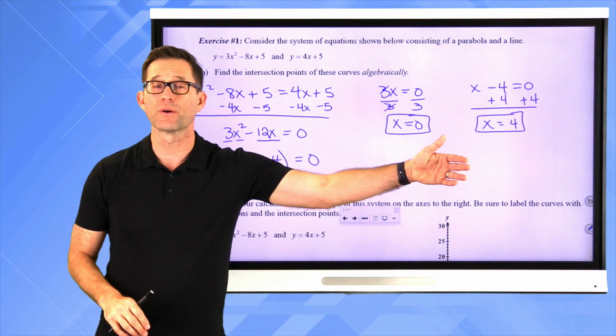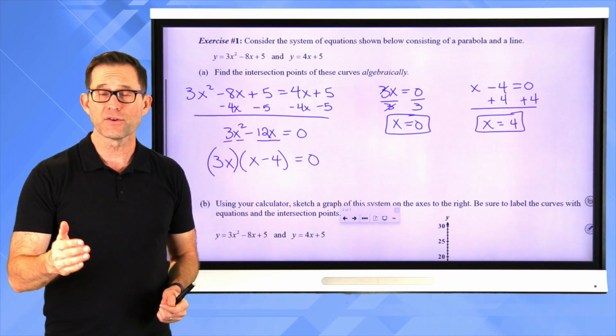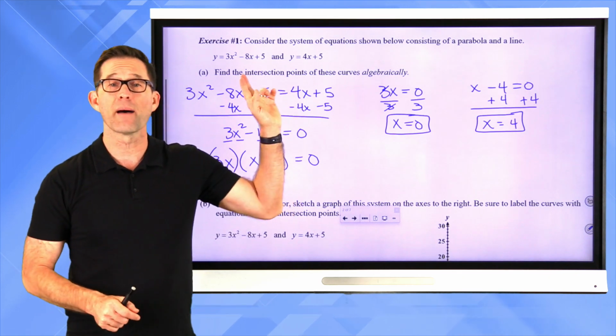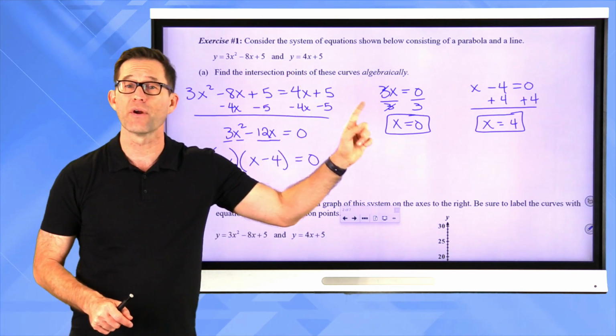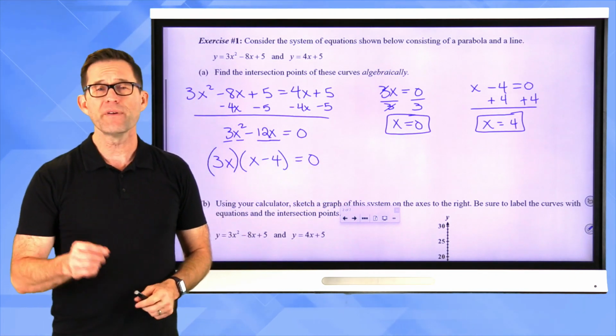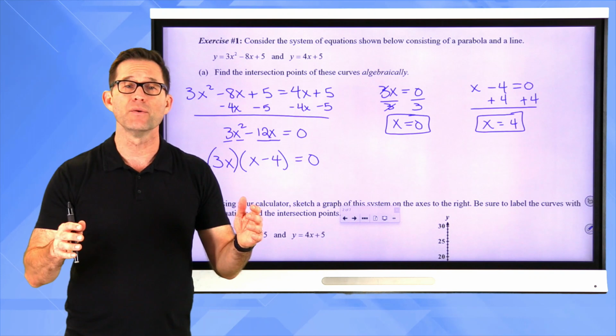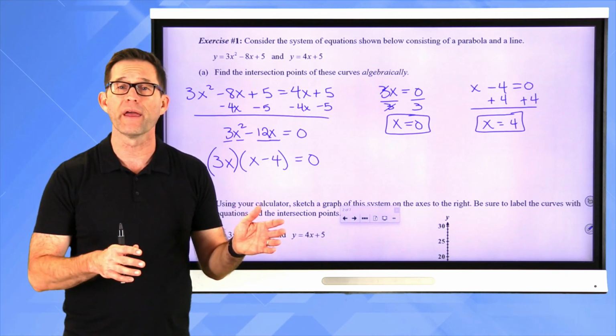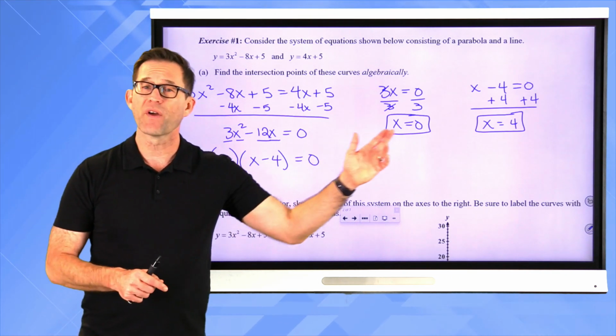We have x equals 0 and x equals 4. And what that algebra is telling us is that this parabola and this line cross each other at an x value of 0 and an x value of 4. But solving a system means finding the values of both variables, both the y and the x. So we've got the x values.